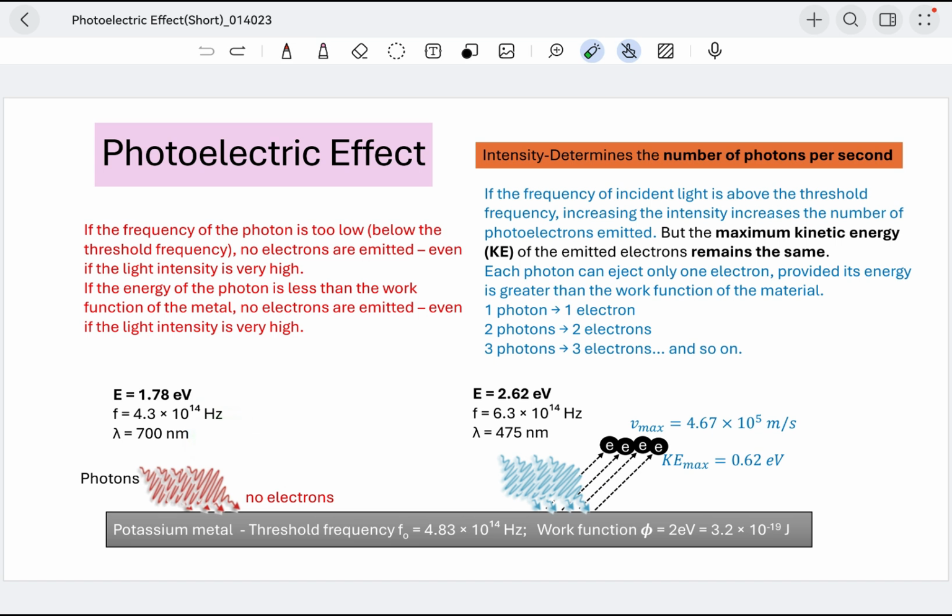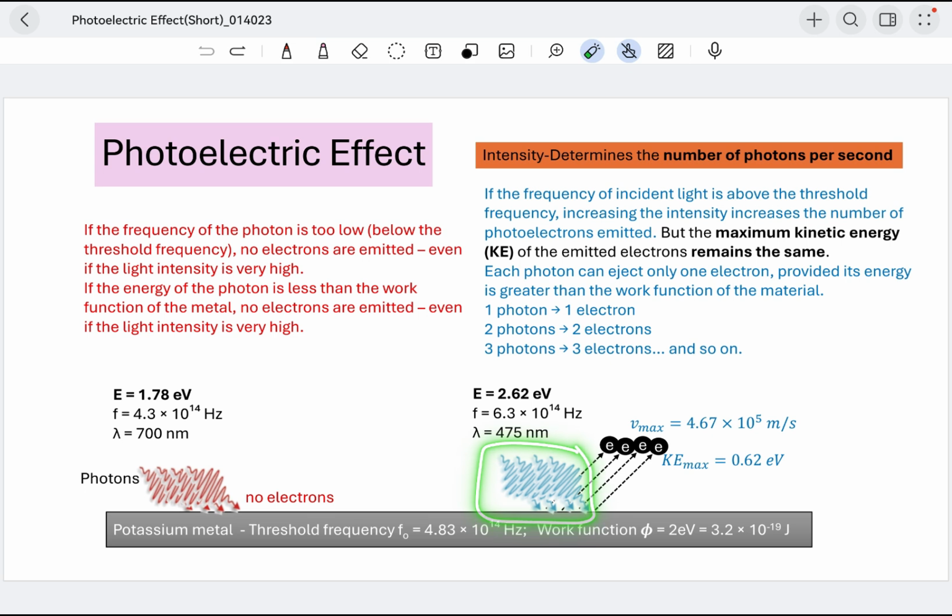But here all the photons have frequencies less than the threshold frequency. All the photons have energies less than the work function. So none of the photons are able to eject electrons. Of course, more photons are here, that is more intensity, but no use, no electrons are emitted.